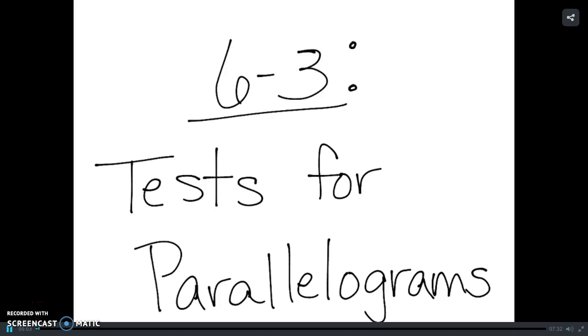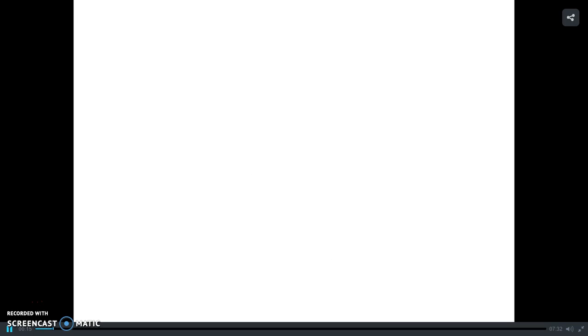Today we're going to be talking about tests for parallelograms, okay? Or in other words, if I'm given a shape, how can I tell whether this shape is a parallelogram or not? You're going to notice that today's lesson covers a lot of things that sound a whole lot like what we covered in 6-2, because there are a lot of overlaps there.